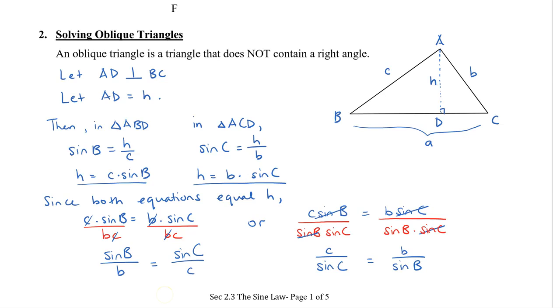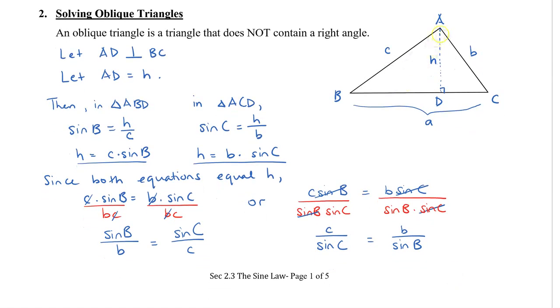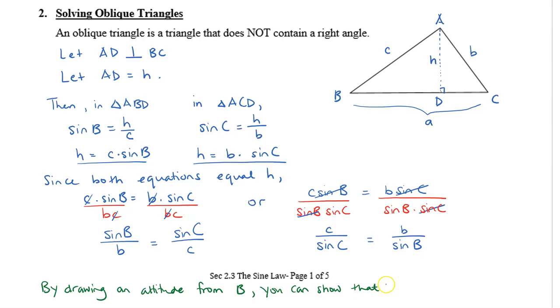Now, one more note, we can draw this altitude from any point. So I drew an altitude from A to the other side, but if I started at B and drew an altitude from the vertex B here to the other side, we can show something else that's similar. So by drawing an altitude from B, you can show that sine A divided by the length a is equal to sine C divided by the length c.